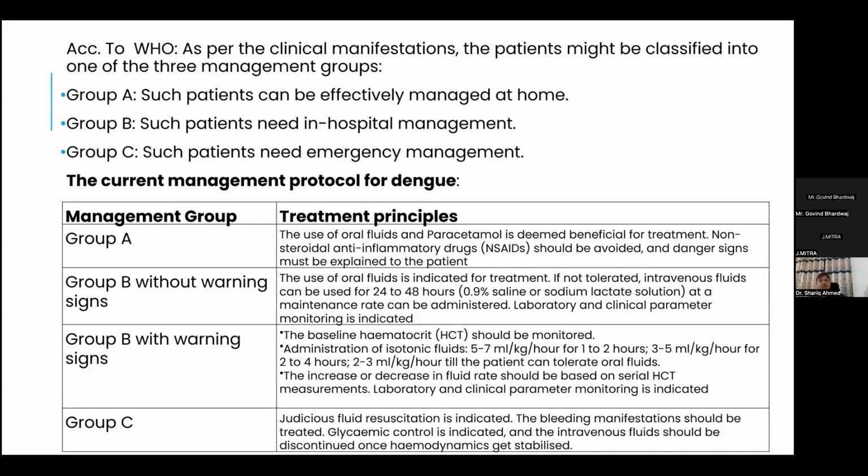Group A is dengue fever with only clinical signs and symptoms present and very mild disease. Group B has some indication of severe disease, like the fever is continuing, but there are no warning signs. Then we can also use oral fluids, and if not tolerated, then we can use IV fluid for 24 to 48 hours. The IV fluid normally recommended is 0.9% saline or Ringer's lactate solution.